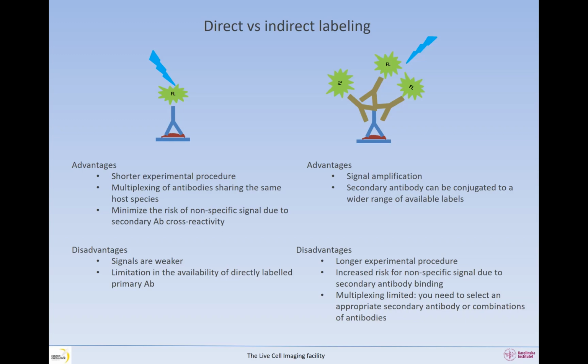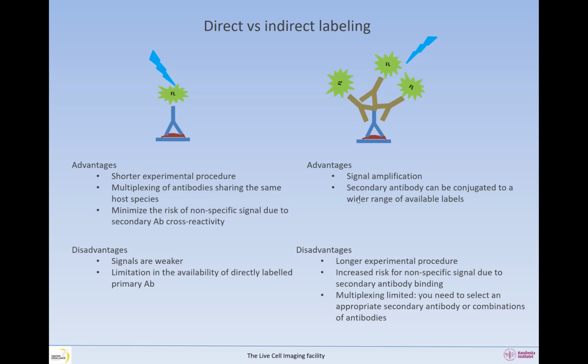We only have one fluorophore coupled to the antibody, and there are not too many available directly labeled primary antibodies, although now different companies are coming up with very short protocols, or you can actually do it yourself. You can couple your fluorophore to your antibodies. So it's getting better.